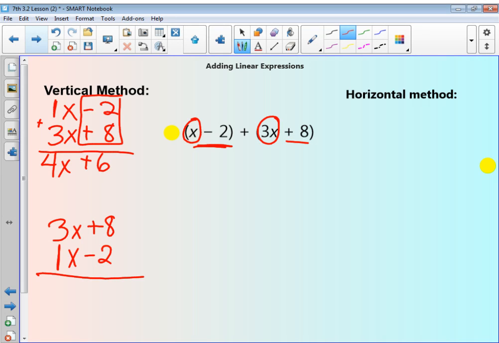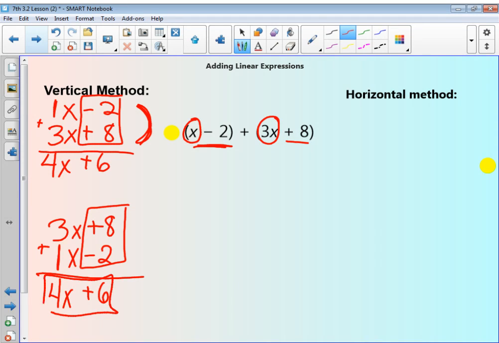Okay, so if I look down at the bottom one, same thing, but all I did was flip-flop my sets of terms. So I'm going to go ahead and combine these. I have a positive 8 and a minus 2, so 8 minus 2 gives me 6, and it was positive, was bigger. And then 3 and 1, both are positive, so 3 plus 1 gives me 4 with an x. Notice we got the same answer either way.